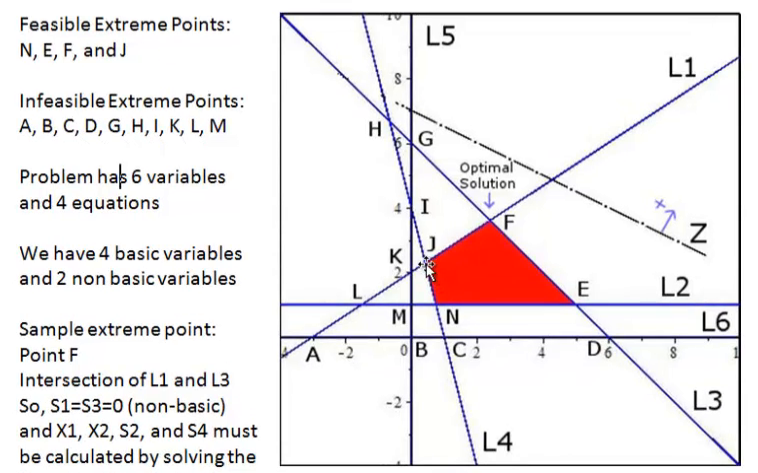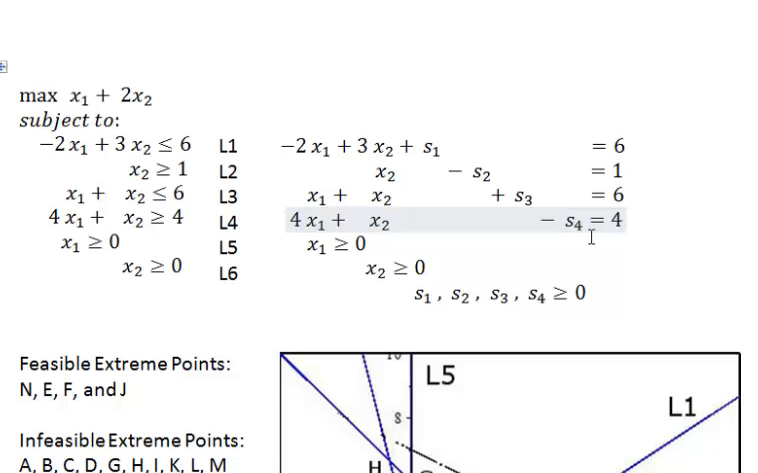If we plot the feasible region, the polygon JFEN is our feasible region. And just in case, if we plot the z function lines, we will see that point F is actually the optimal solution of this problem.